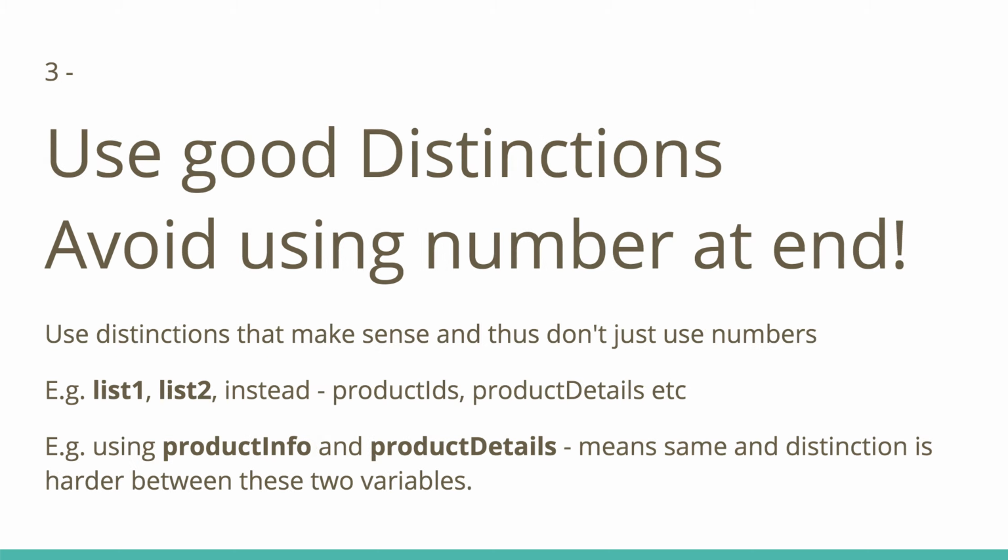And the third tip is to use names with good distinctions. So if you want to distinguish between two variables, don't just put numbers at the end saying list 1, list 2. Instead, really try to understand what this list stands for. Maybe it's a product ID and the second list is product details, right? So name it product IDs and product details. It's very easy to distinguish between what these variables are. Just don't add numbers. It's very hard to know what 1 and 2 means.